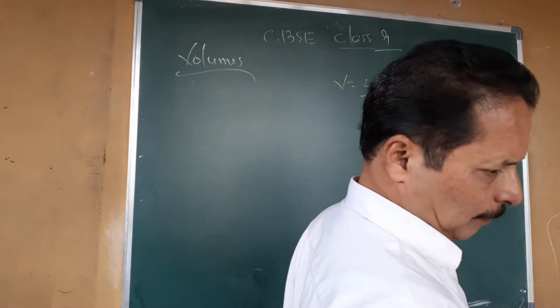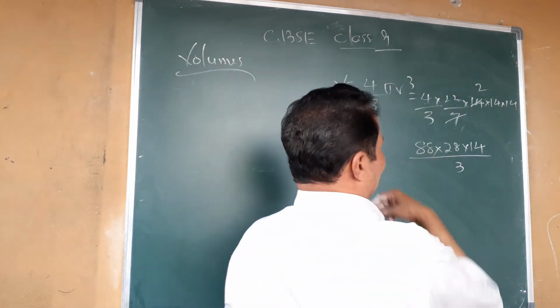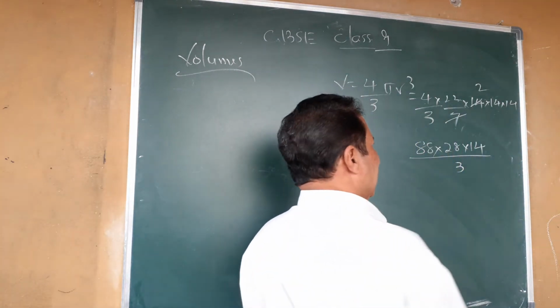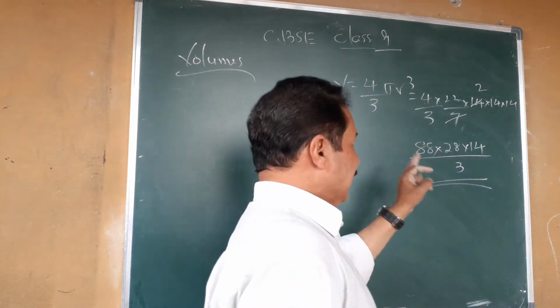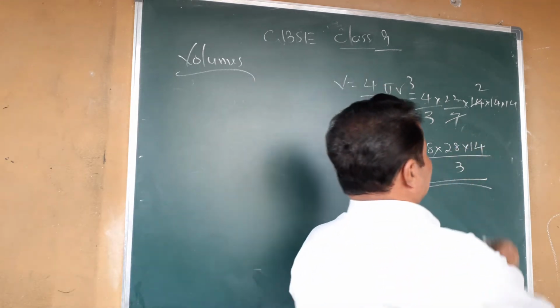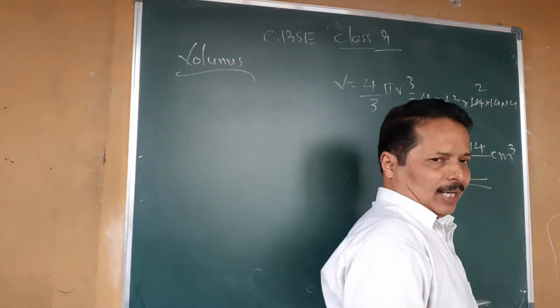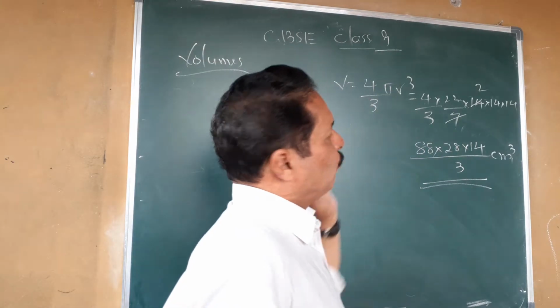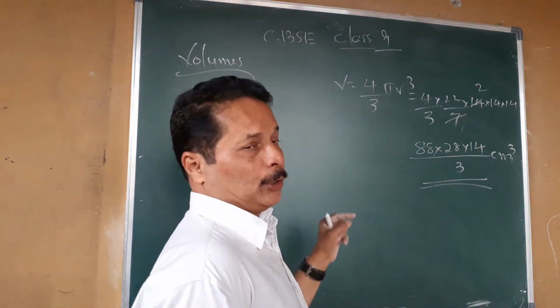That's your answer. So complete the multiplication and you get your final answer. Complete 88 into 28 into 14, then divided by 3. Centimeter cube is the final answer. Radius is given as 14. Is our pi value 22 by 7?